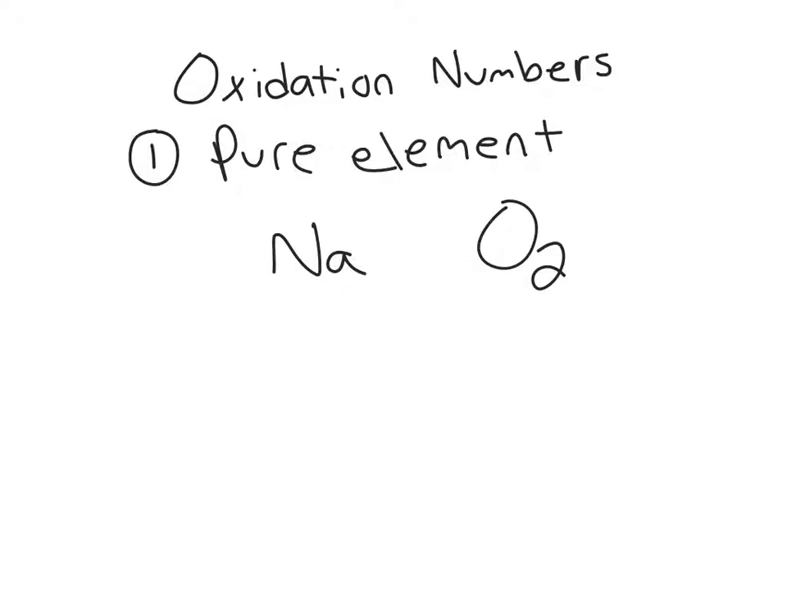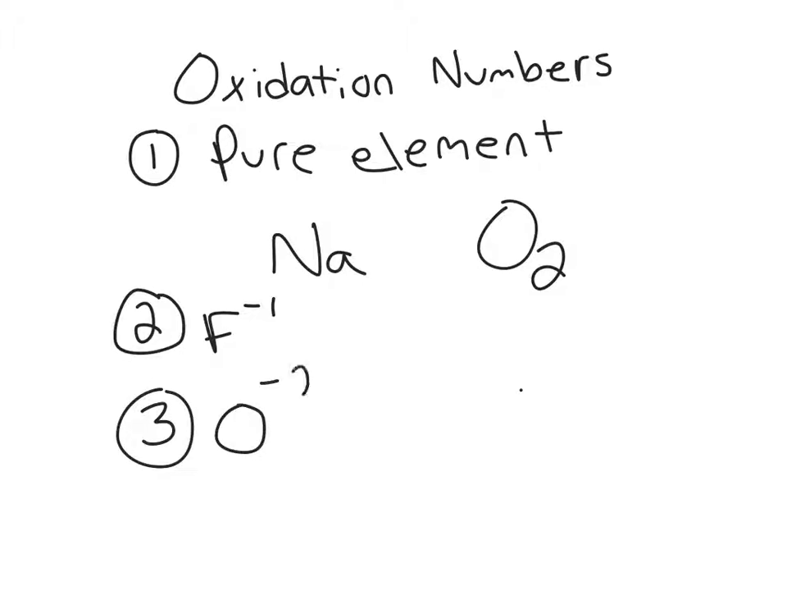The next rule is with fluorine. Fluorine, no matter what, is -1. So if you ever experience a fluorine in a compound, it's a -1. The next rule is dealing with oxygen. Oxygen is -2. So it has an oxidation state of -2 in a compound, unless it's with fluorine. If it's with fluorine, you have to determine what it is.